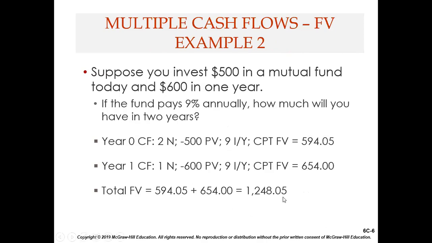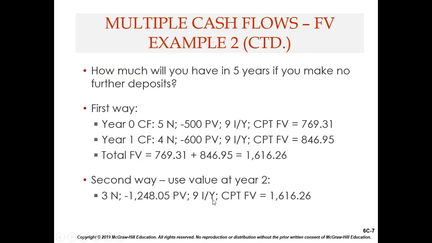But what if instead we already knew the 1248.05? That's what it's worth at the end of year two. Well, if you already know that, you can go and put your N, you need to compound it for three more periods. So at the end of year two, it has a value of 1248.05. Compound that entire 1248.05, since there's no more deposits, for three periods at 9%. Make the 1248.05 your present value amount in your calculator or even in your computation. Arrow down and alpha enter to solve. So either way, it will give you the same answer.